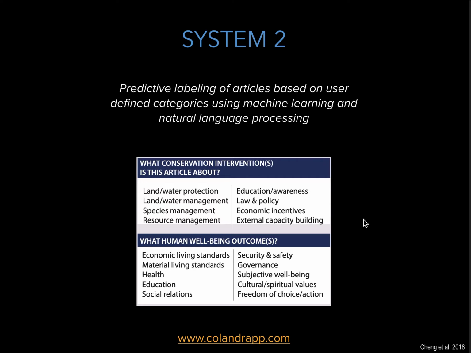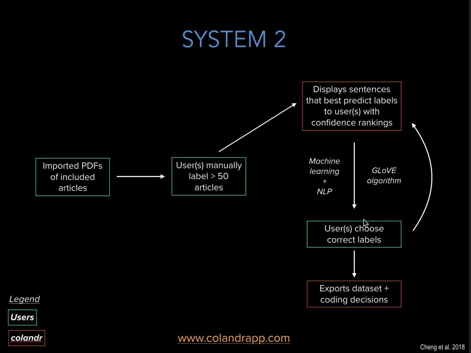So after users have screened their citations and come up with their final list of included documents, this is passed through full text screening. System 2 predictively labels articles based on user-defined categories. So for example, in this case, our user-defined categories are for labeling documents for a synthesis on conservation actions and impacts on human well-being. So users import PDFs, which are then converted into text. Then users must manually label 50 articles before the machine learning algorithm begins to predictively label the articles.